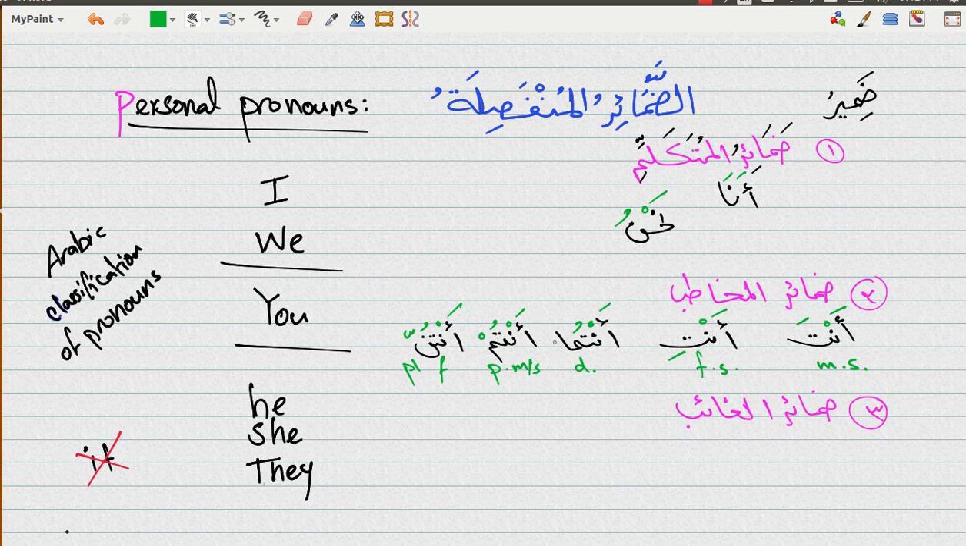أنت, أنتِ, أنتما, أنتم, أنتن. Notice that these pronouns in Arabic never change علامات التشكيل. Okay? Wherever they are in the sentence, أنا is always أنا. أنت is always أنت. أنتِ is always أنتِ. So basically, when you read them without علامات التشكيل, you would know.